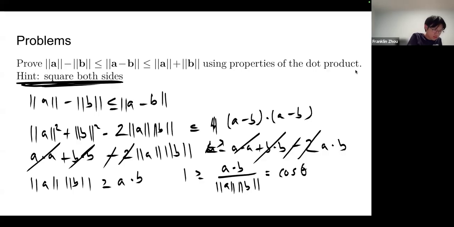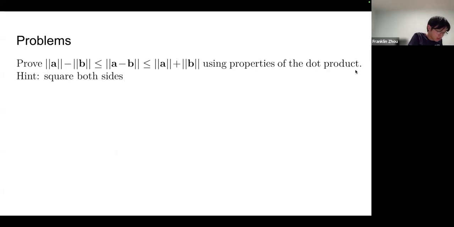Any questions? Okay, then I'll do the next part. Remember, we square both sides again just to make things easier to deal with.